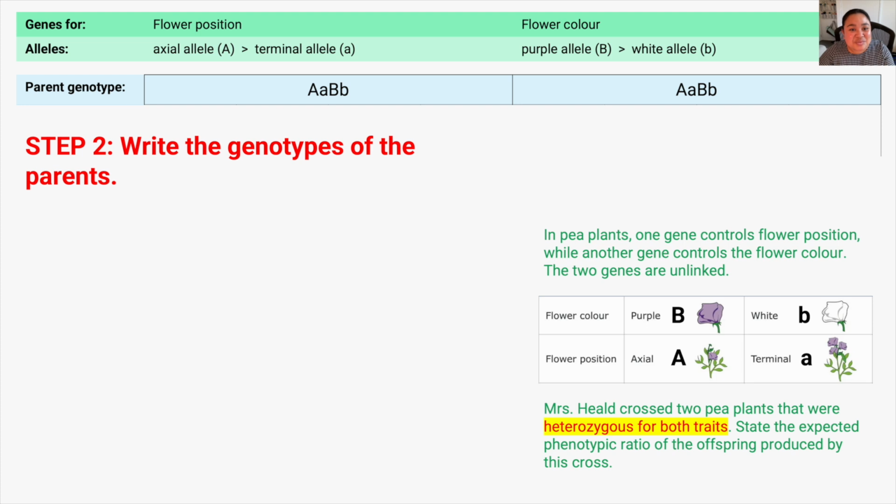Step 2 is to write the genotypes of the two parents. Our information tells us that both parents were heterozygous for both traits. So that means that their genotype is big A little a and big B little b, and big A little a and big B little b. So our two parents have the same genotype, and for both genes they have the dominant allele and the recessive allele as well.